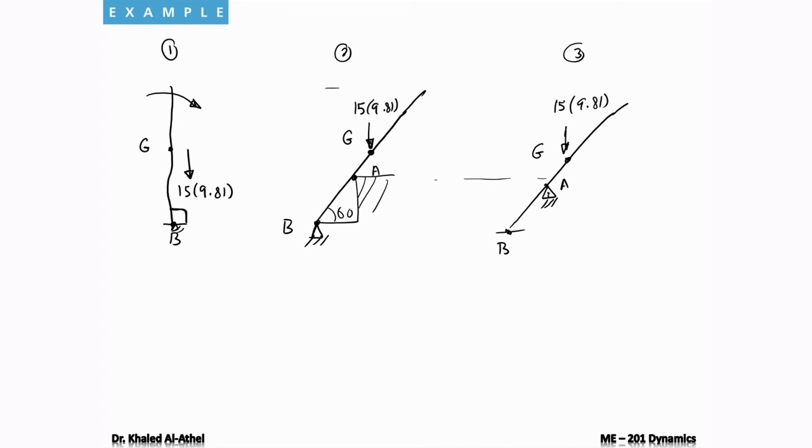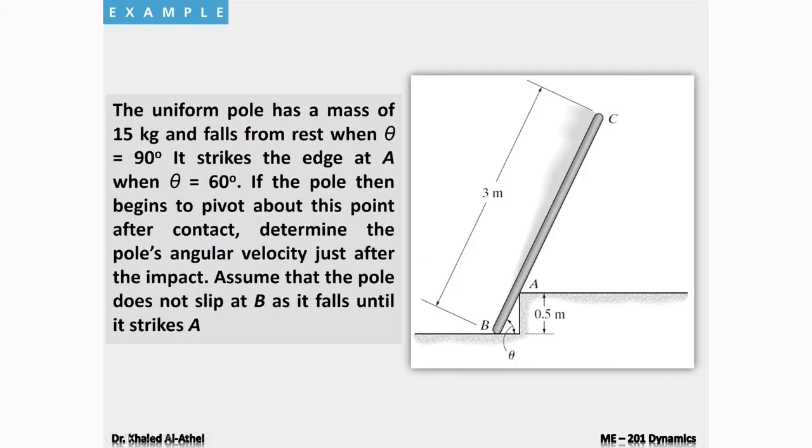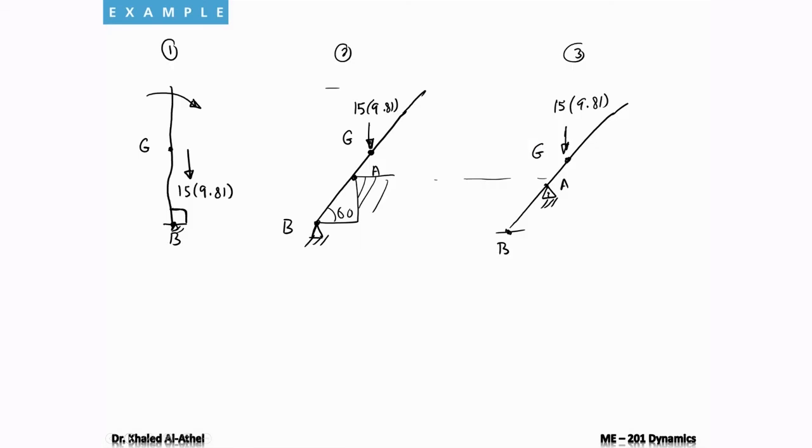The only thing that you have to pay attention to in this problem is that the pole was falling from location A. Therefore, I need to solve from location 1 to location 2, and then I will start solving my problem. So first thing, from 1 to 2, it's not an impulse problem. It's actually conservation of energy between 1 and 2.